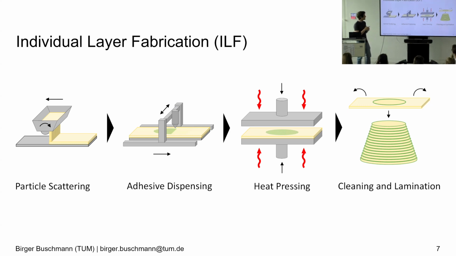Then we press the layer under heat. The heat is solidifying the adhesive, and the mechanical pressure is compacting the voids between the particles. This way we can really reduce the amount of necessary adhesive and increase the mechanical properties of the material. Finally, we remove the unbound particles and laminate the one layer on the stack of previously fabricated layers. This way we can create our objects.